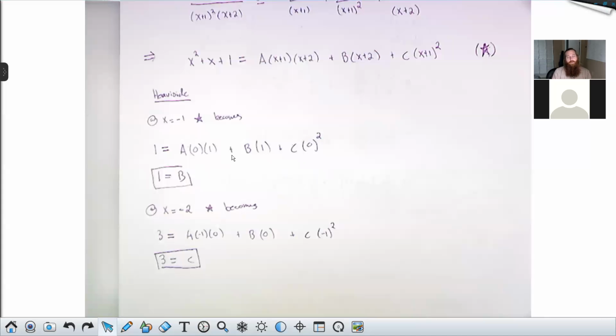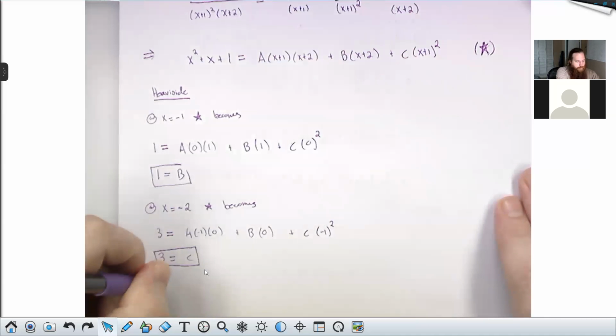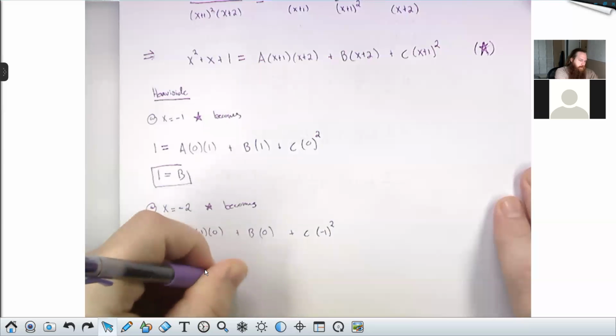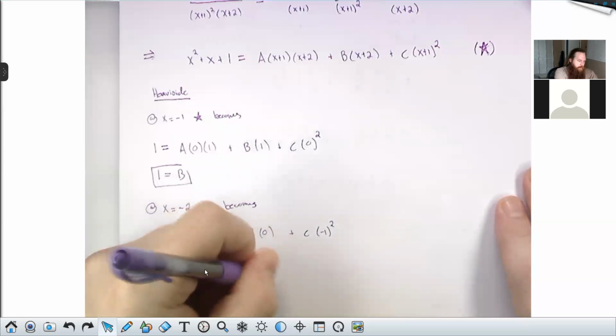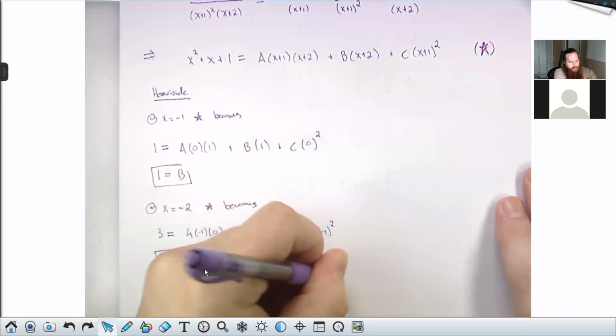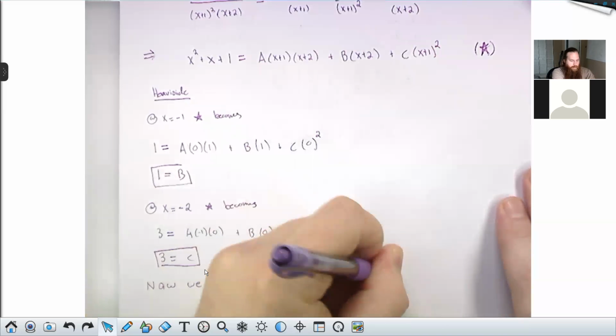So what do we do from here? Well, I've got a method that works otherwise. It's what we were doing last week. But before I jump back in and do that, I should update this equation because I've got the value of b and c. So now we update the expression star with the information we got from Heaviside.